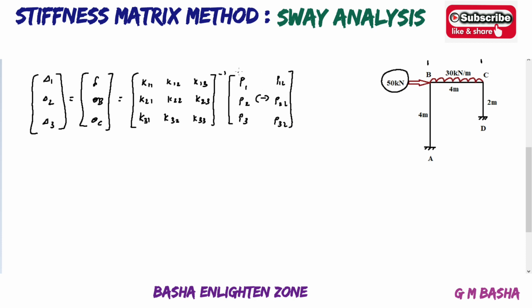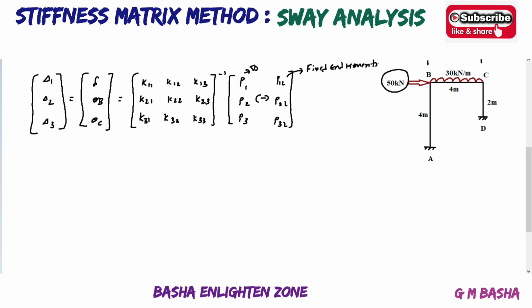So how will you obtain all these P1, P2, P3? See here, 50 kilonewton will be acting exactly at joint B. So this force comes under P1, that is 50 kilonewton, and the remaining P2 and P3 will be 0 here. And what about P1L, P2L, P3L? These are based on the given loading condition, which is based on the fixed moments. This procedure will be the same as non-sway analysis. In our channel playlist, I solved one problem based on the non-sway analysis.